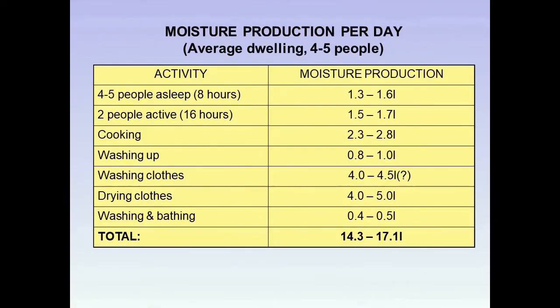And moisture production per day, average dwelling, 4 to 5 people. Well, here we are, some figures. Total 14 to 17 litres per day. The only one I have disagreements with, or rather find questionable, is washing clothes. I don't think that much water would come out of a washing machine. However, there we go, a family, 14 to 17 litres per day. Indeed, an individual can produce up to 9 litres per day. And we'll see this later on.